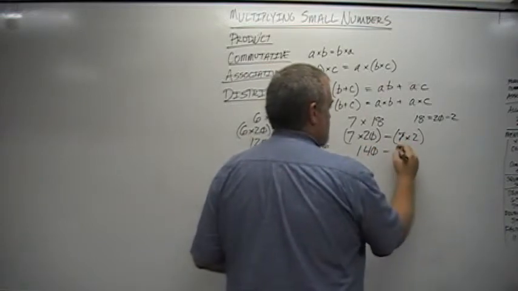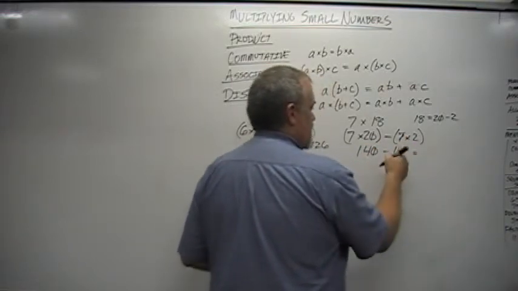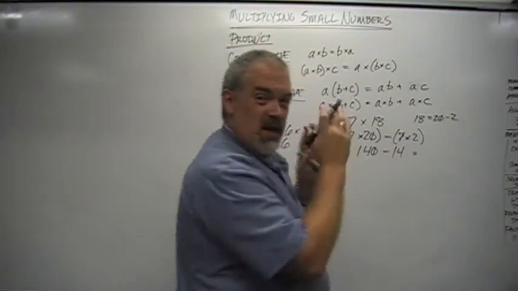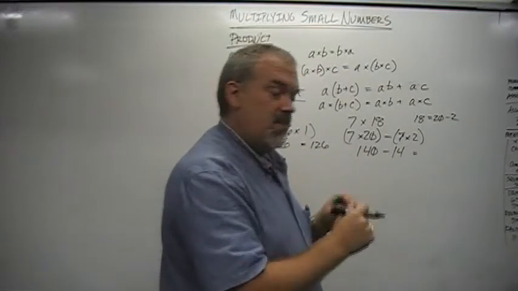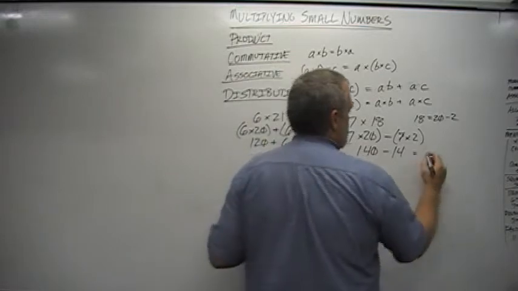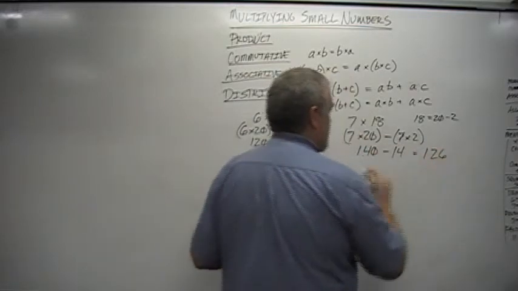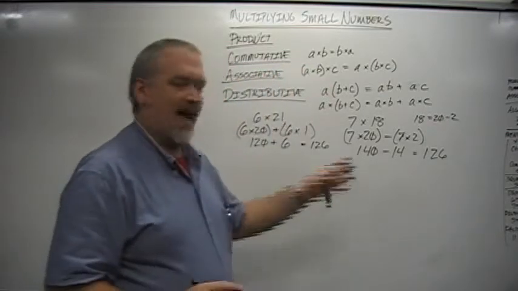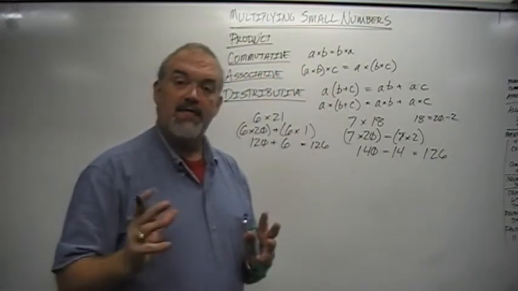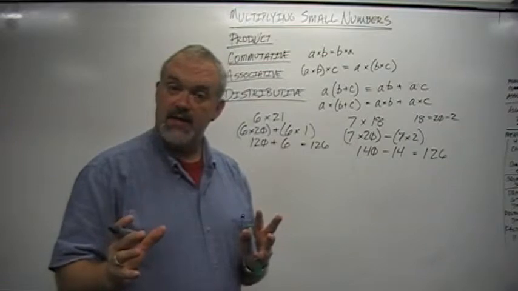And 7 times 2 is 14. And when we take 14 away from 140, you might need an algorithm to do that, or you may be able to do it in your head. If you can do it in your head, you would see that that was 126. Okay, it just happens to be the same as the other one. Now I'm going to do a couple more examples of these.